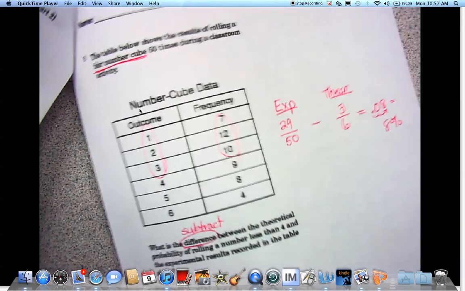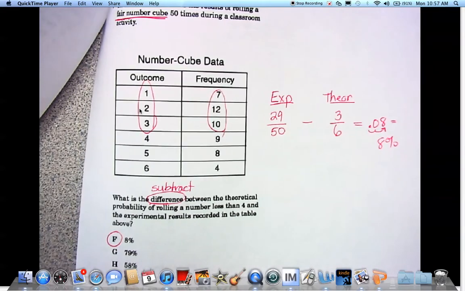Any other questions on that one? That was kind of one of the harder probability problems, comparing experimental and theoretical.